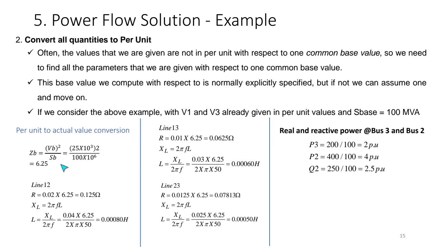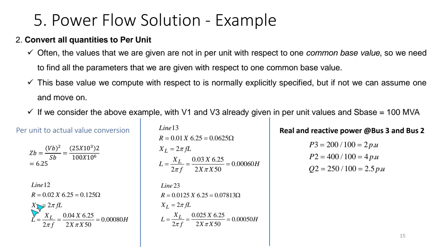In this example, zone 1, which is bus 1, is 25 kV, and we assume the base MVA for the whole power system is 100 MVA. So zone 1, that is generator 1, the slack generator connected to bus 1, is 25 kV, and the base MVA for the whole power system is 100 MVA. The formula to calculate the zone impedance is VB squared over SB. VB is the zone 1, bus 1 voltage, 25 into 10 power 3, so 25 kV squared divided by 100 MVA, 100 into 10 power 6. This value comes to 6.25, which is the base impedance.